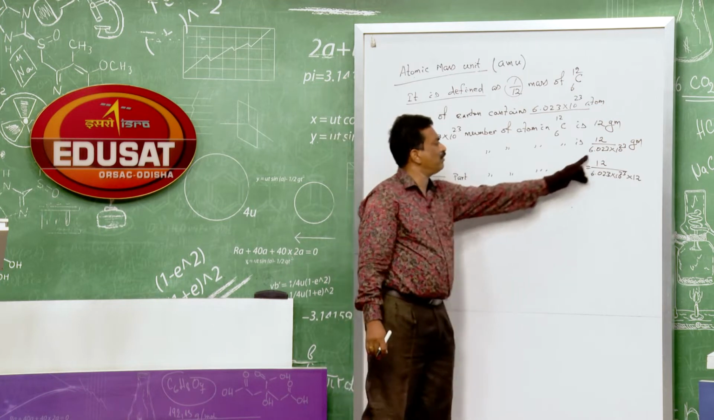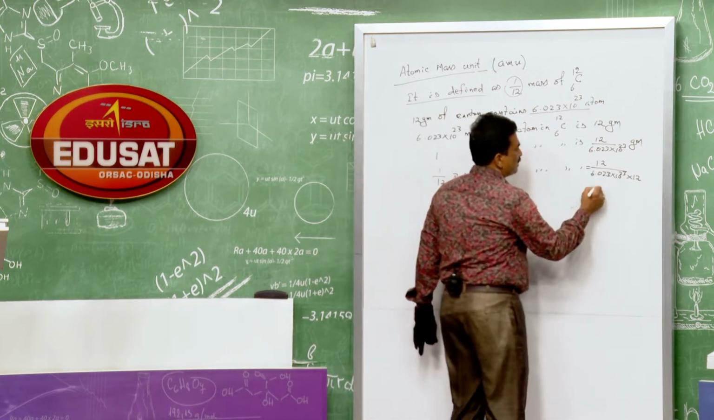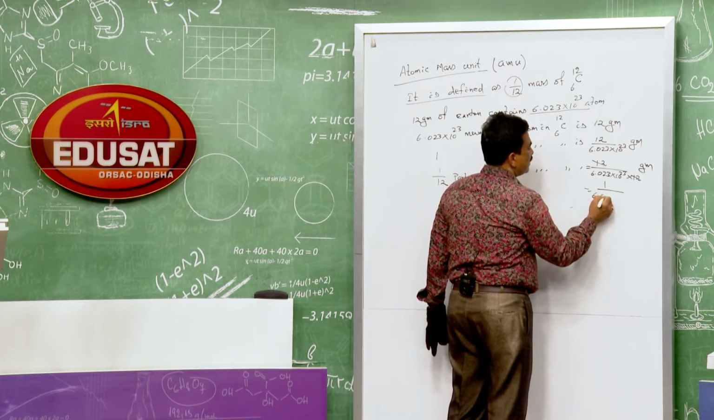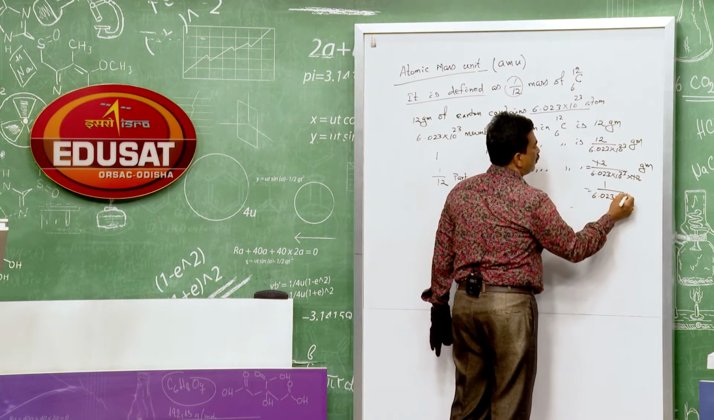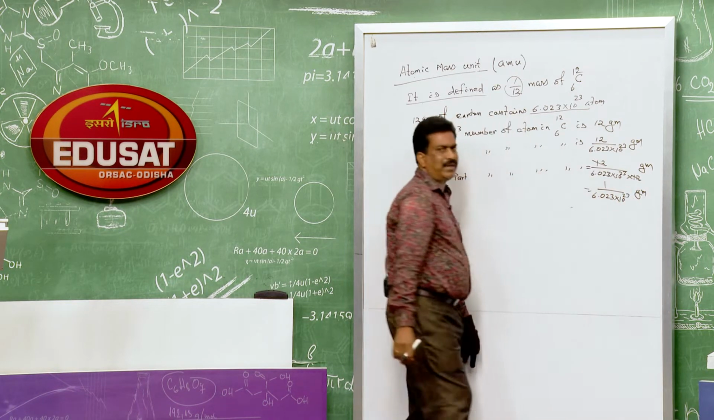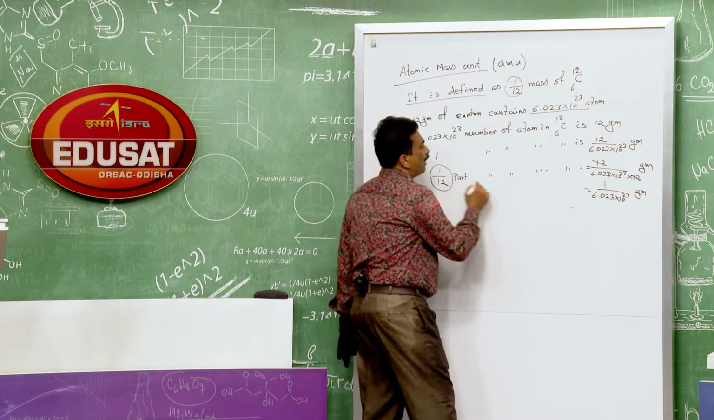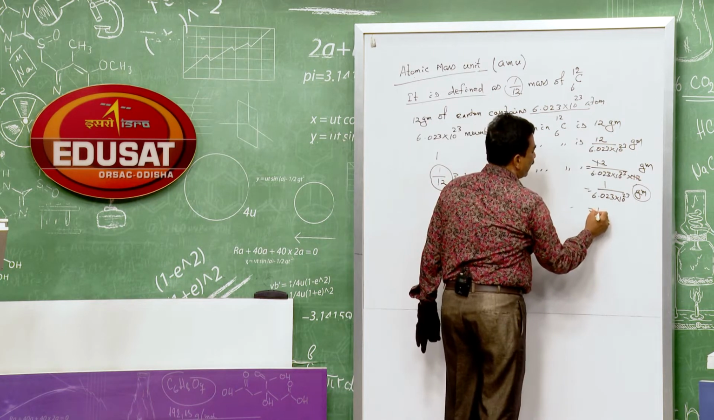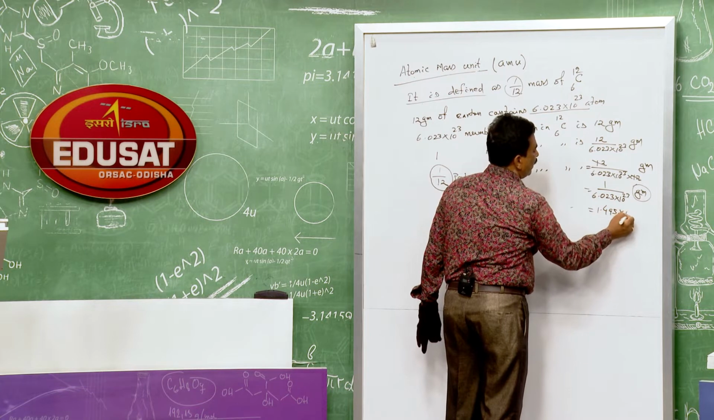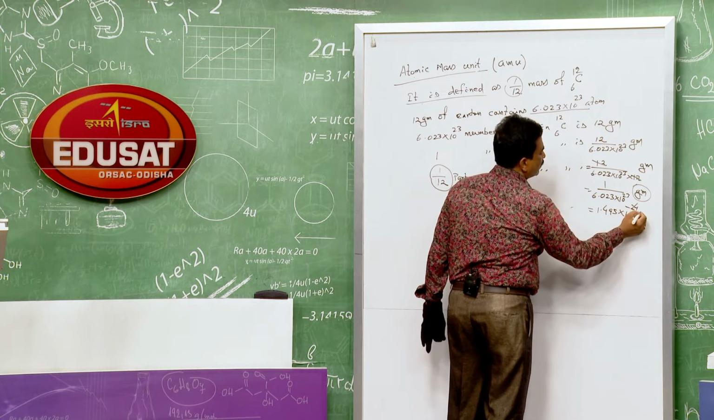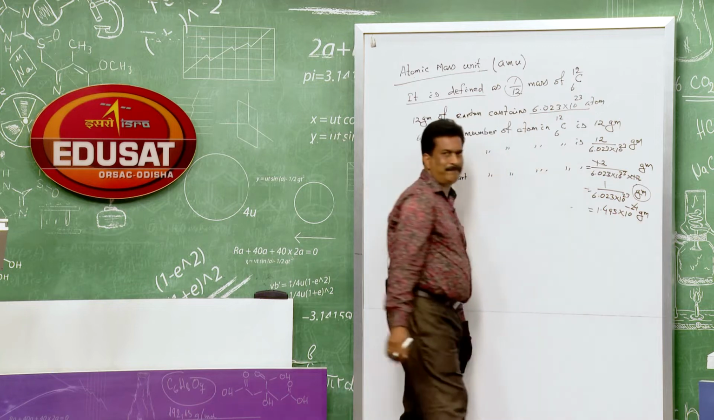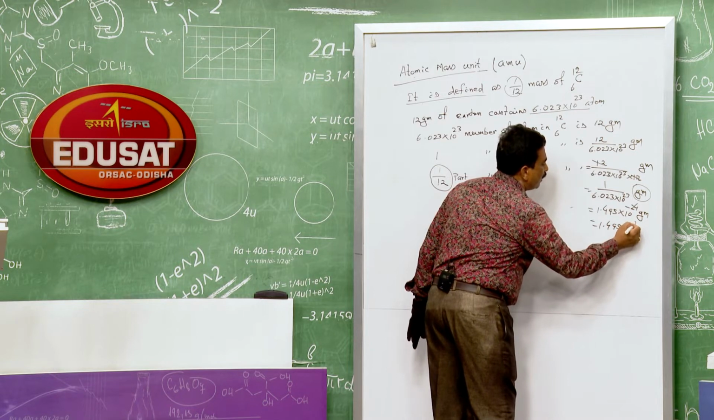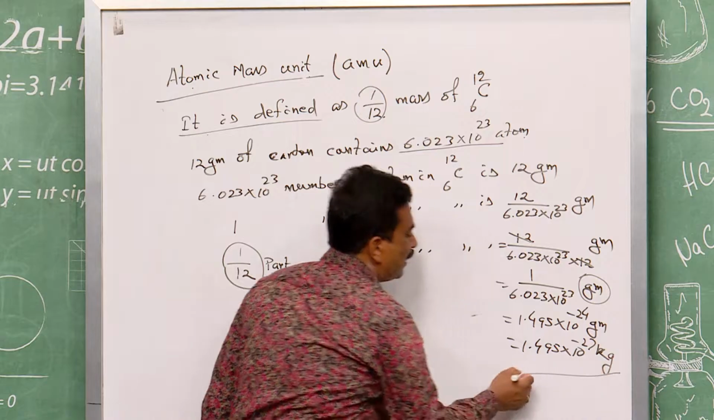So the 1/12th part will contain this much of 1, meaning this 12 will cancel, and this is the gram, meaning 1 by 6.023 into 10 to the power of 23 gram. This is the 1/12th part, the content in grams. If you simplify it, that will be 1.495 into 10 to the power of minus 24 gram. And if we make it in kg, that is 1.495 into 10 to the power of minus 27 kg.